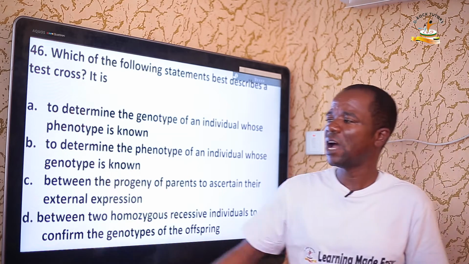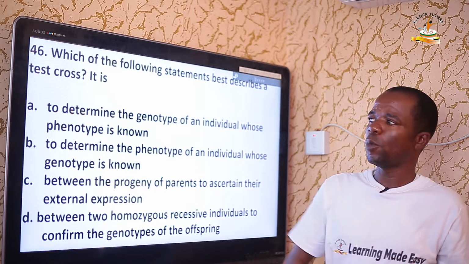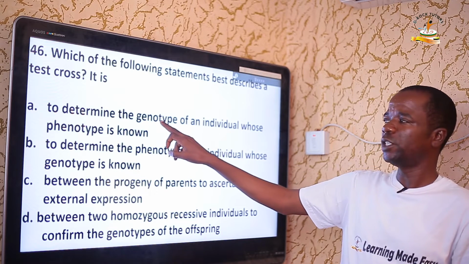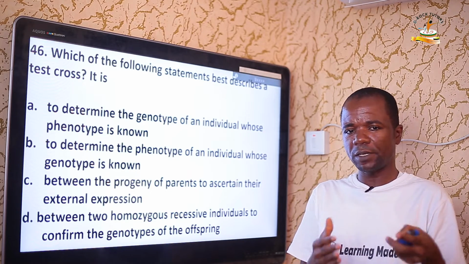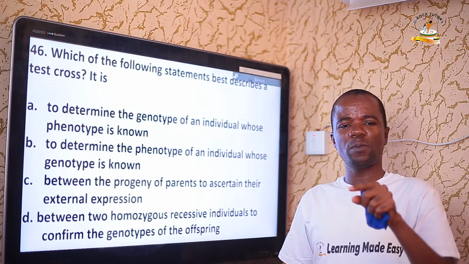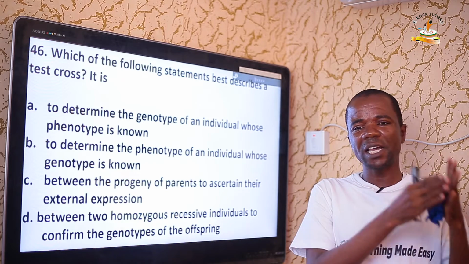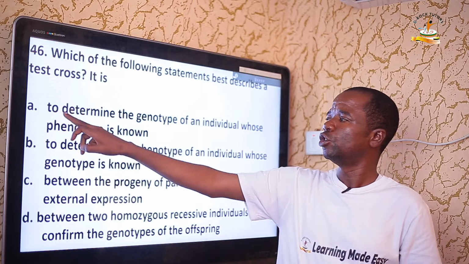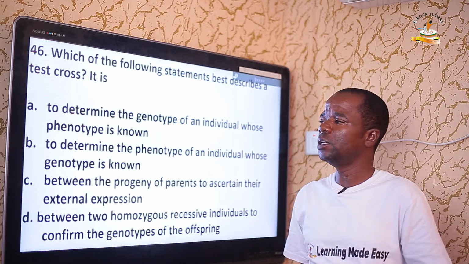That organism can be tall and have the genotype T and small letter t, that is heterozygous for tallness. But when we carry out a test cross, we want to determine the genetic makeup, the meaning of genotype, of that particular individual, since the phenotype, the outward appearance, is known. So if an organism is tall, we can use the test cross to determine whether that organism is homozygous tall, that's the genotype, or heterozygous tall. So the correct answer is definitely A here. A test cross is used to determine the genotype or genetic makeup of an individual whose phenotype is known.